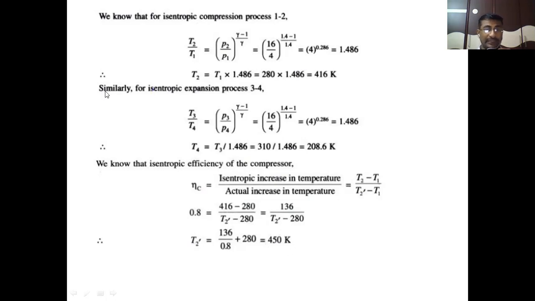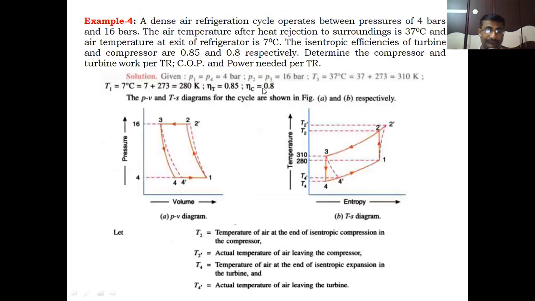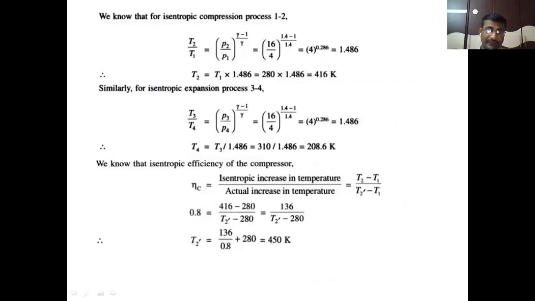Then coming to the expansion process, similar to the compression: 3-4 is the isentropic expansion. We can use the adiabatic rule as T3 by T4 equal to P3 by P4 whole power gamma minus 1 by gamma. P3 is equal to P2 and P4 is equal to P1. Therefore, T3 by T4 is equal to P2 by P1 whole power gamma minus 1 by gamma, or 16 by 4 whole power 1.4 minus 1 by 1.4, the same value as calculated earlier, 1.486. This is the temperature ratio across the turbine.